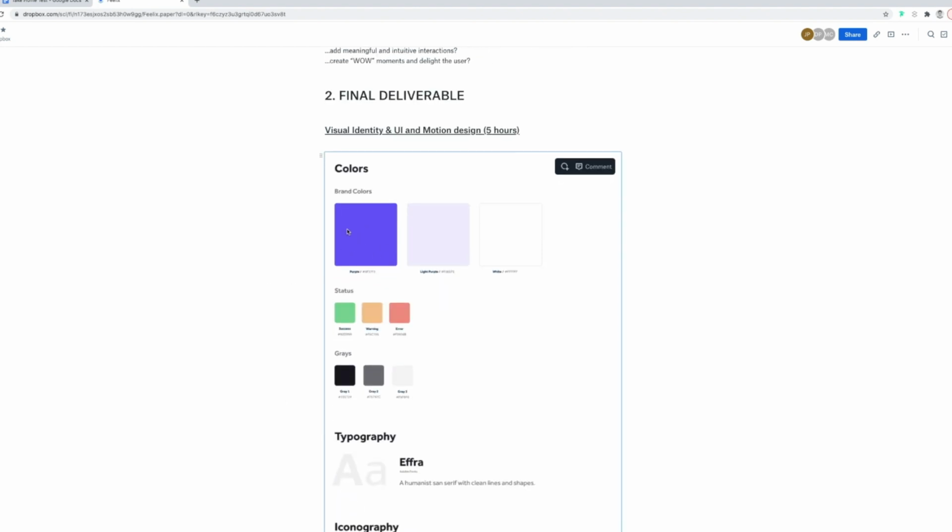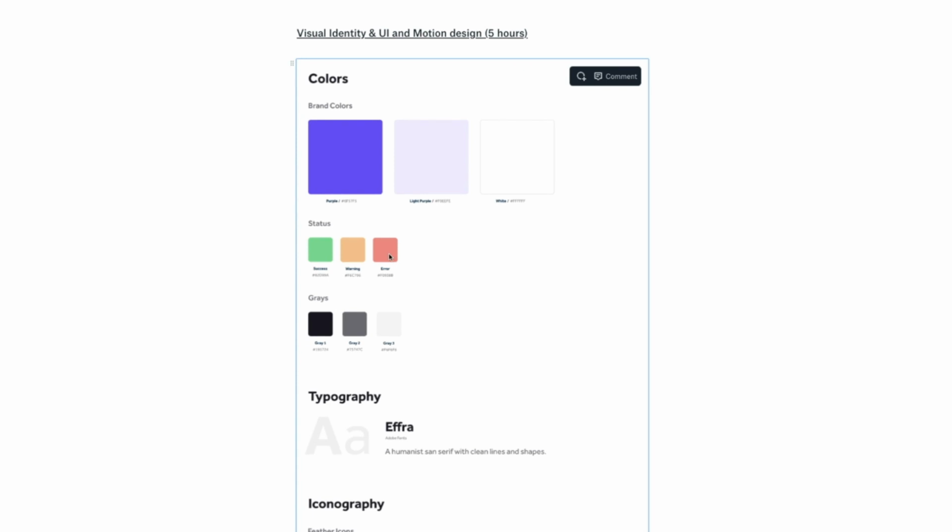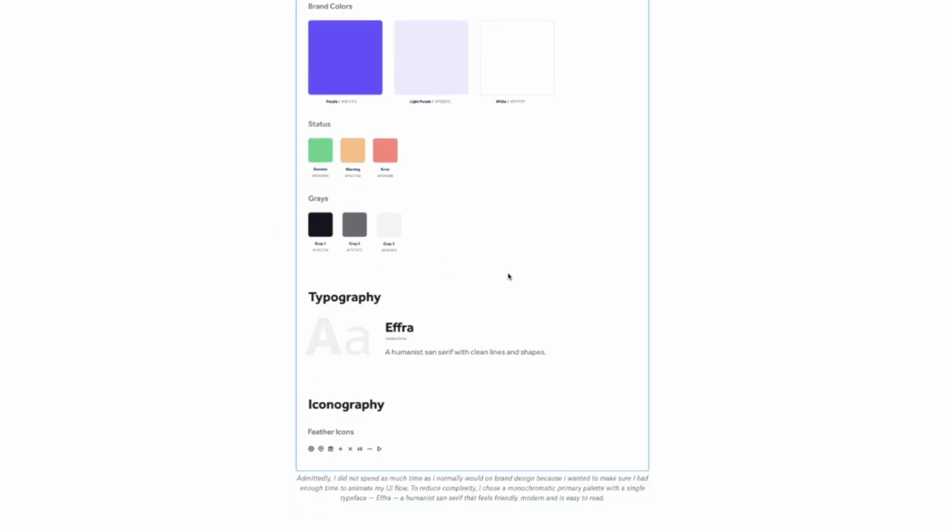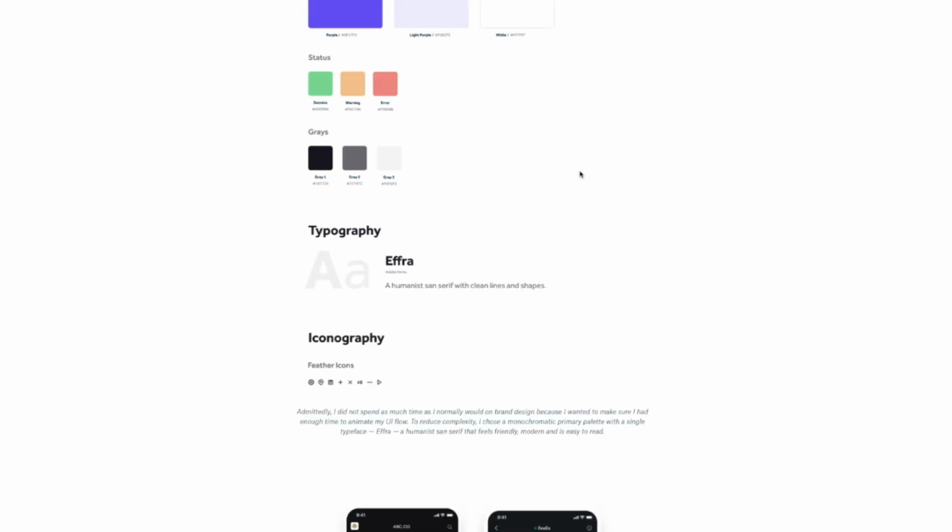Chose one main color, an accent color, and some status colors. For typography, I chose Ephra, which is an Adobe font. It's a humanist sans serif, which I felt was a really good choice here because I really wanted to personify Felix and make him feel human and relatable. So this font has a bit of humanity to it, if you will. It's also really easy to read.